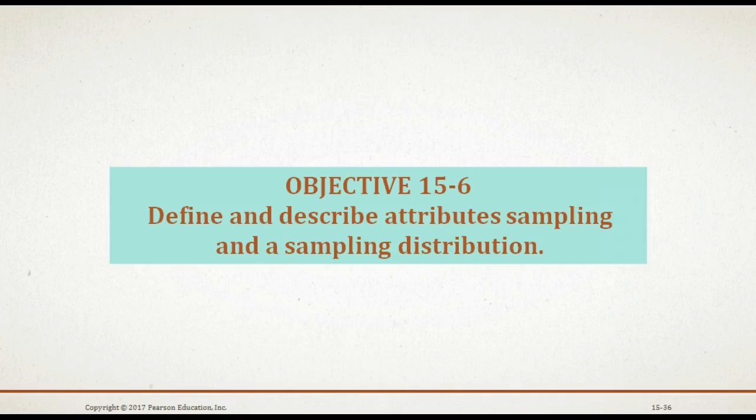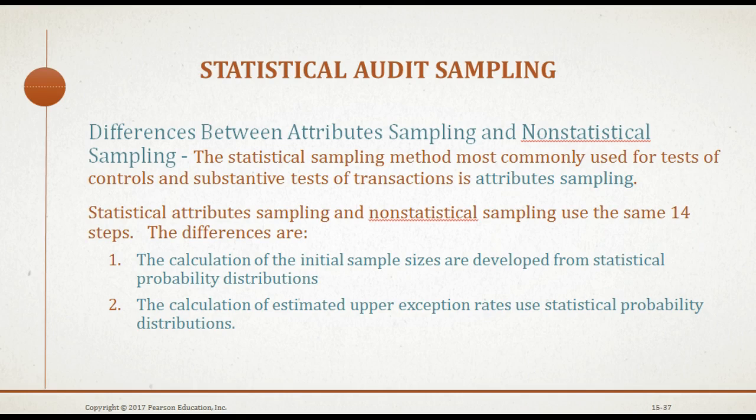Moving on, we will now discuss attribute sampling and a sampling distribution. The statistical sampling method most commonly used for test of controls and substantive test of transactions is attribute sampling. Statistical attribute sampling and non-statistical sampling use the same 14 steps as previously mentioned. The difference between the two is that the calculation of the initial sample size is usually developed from statistical probability distributions, and the calculation of the estimated upper exception rate uses a statistical probability distribution.